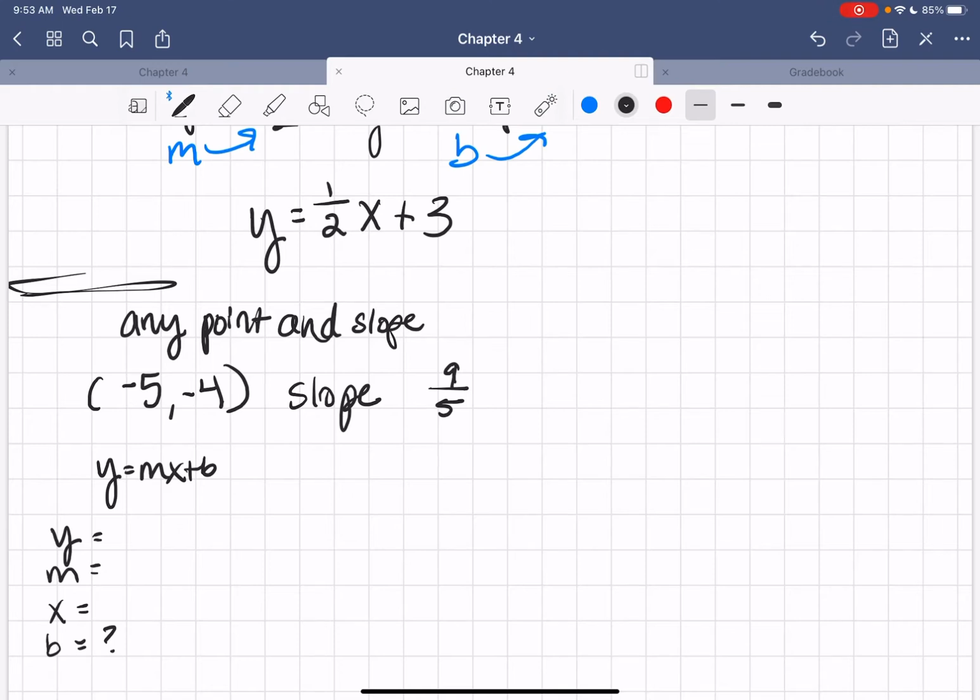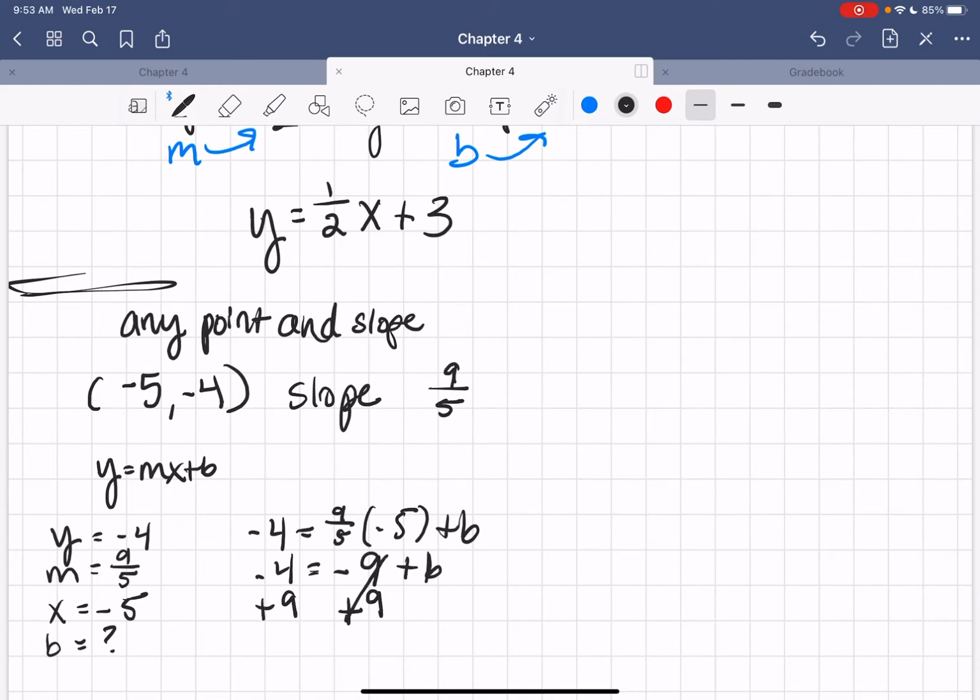So I need to say, all right, well, y is going to be -4, m is 9/5, x is -5. So -4 equals 9/5 times -5 plus b. -4 equals, this is going to turn into actually -9, so we'll be doing IXL on that for your homework tonight on Wednesday, February 17th. So more on that in your IXL. And then I have 5 equals b.